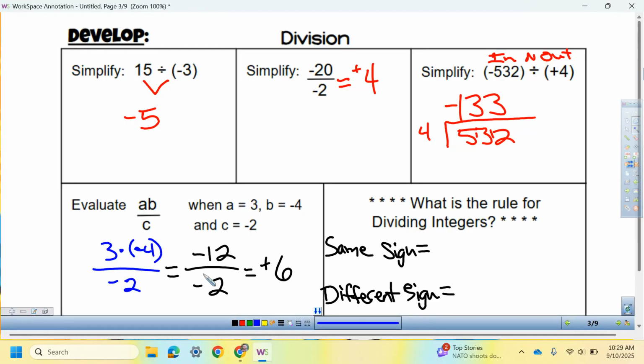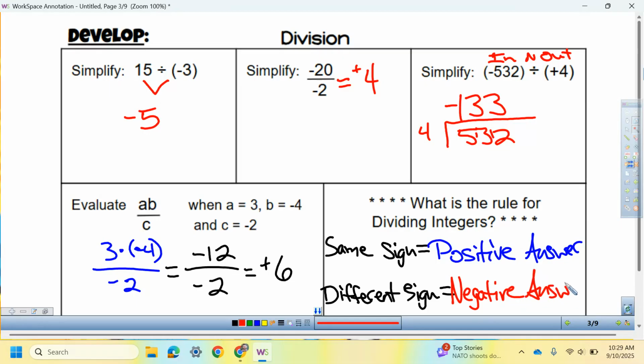Did you find the same rule applies? I sure hope so, because it's literally the exact same thing. Whenever you are multiplying or dividing, if the signs are the same, you're going to get a positive answer. If the signs are different, you will always get a negative answer. So this is the way we're going to need to think about this as we move through the rest of this year talking about multiplying and dividing integers. Same signs are positive, different signs are going to be negative.